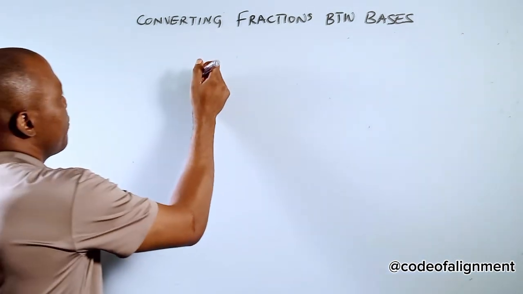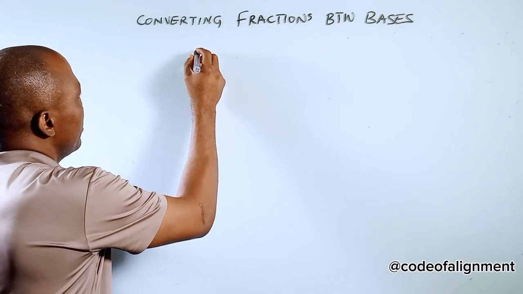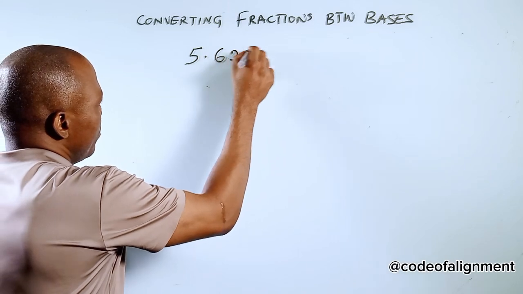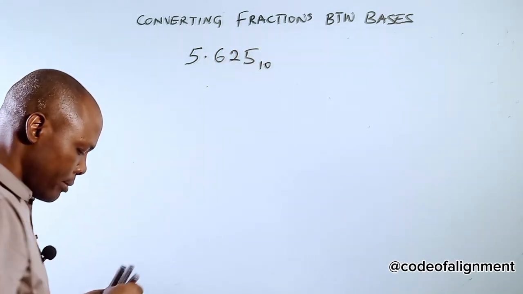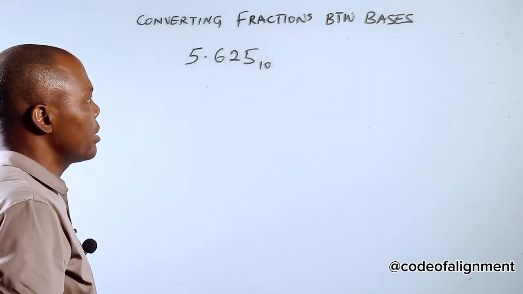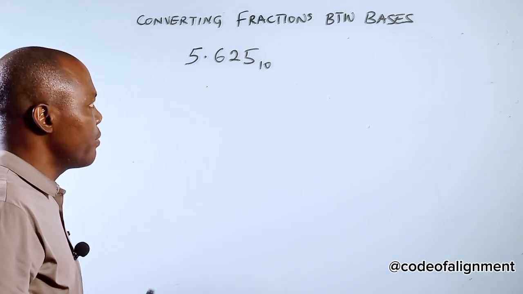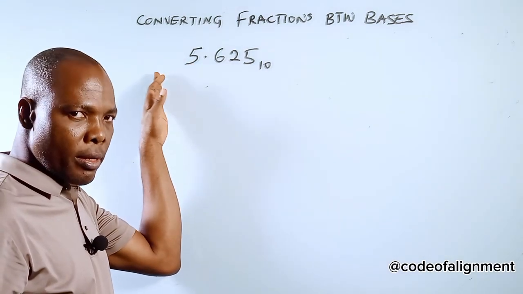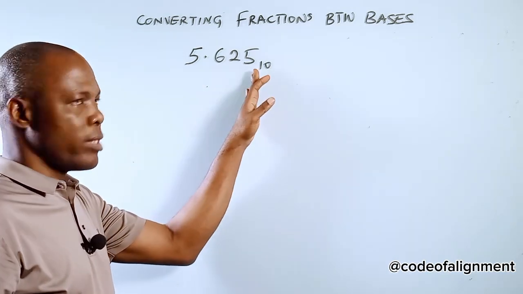Let's say I have 5.625, which is base 10. Now I want to convert this to binary. To convert this to binary, first, there is the integer part, which is the whole number part, and then there's the fractional part.